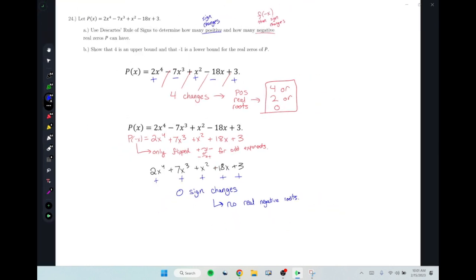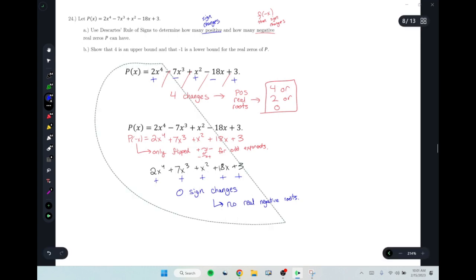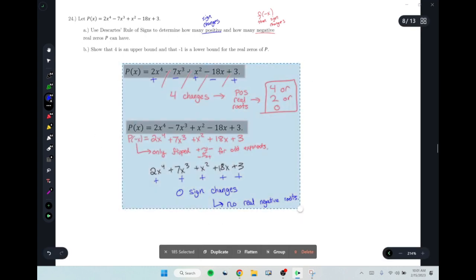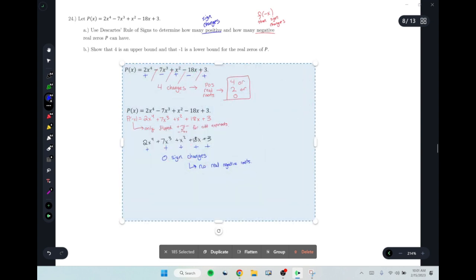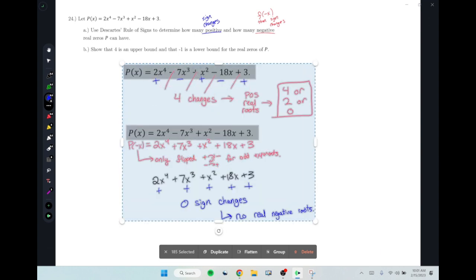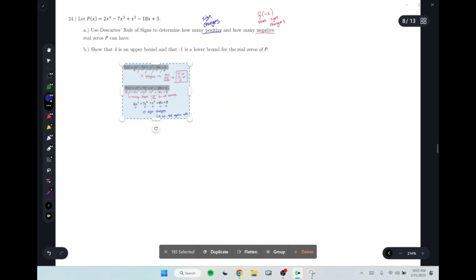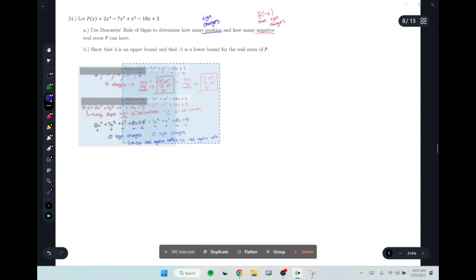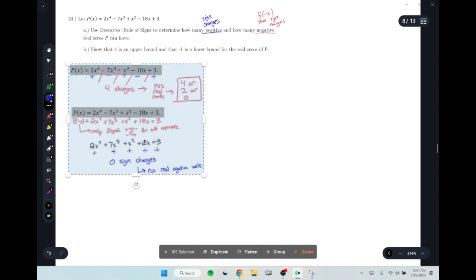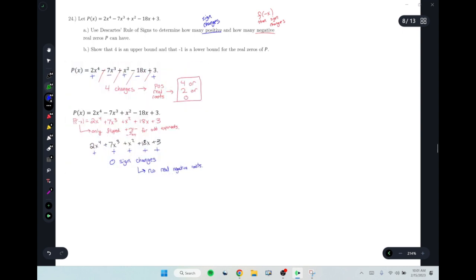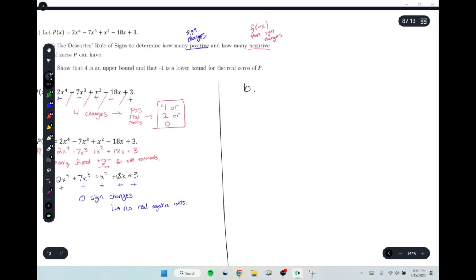Okay. Now it says, show that 4 is an upper bound. And when you see that word bound, just think synthetic division, see what happens. Cool? So, draw this line. Here's part B. 4 is an upper bound. Let's just do our synthetic division.